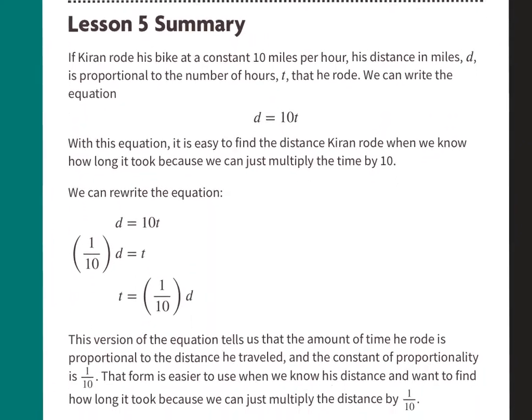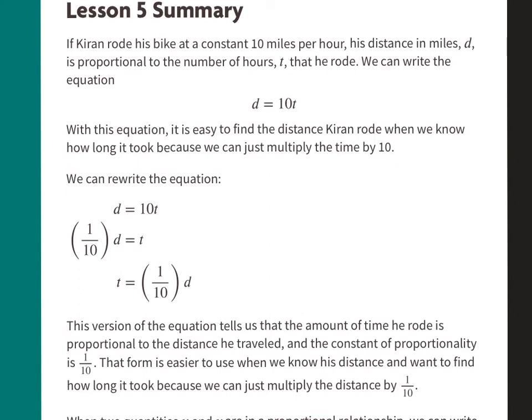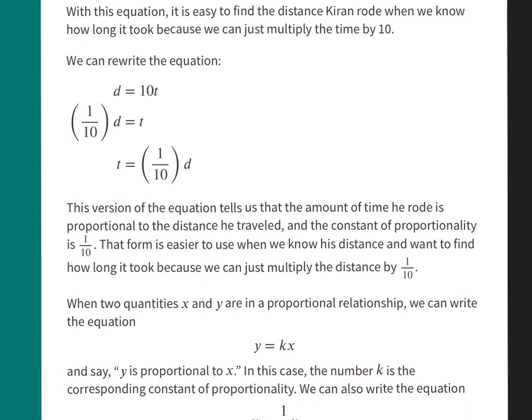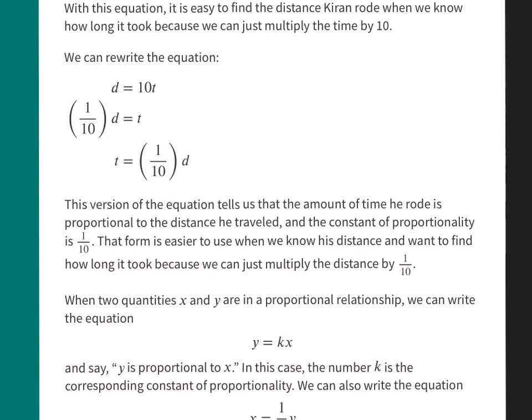If Kieran rode his bike at a constant rate of 10 miles per hour, his distance in miles D is proportional to the number of hours T that he rode. We can write this equation, D equals 10 times T. With this equation, it's easy to find the distance Kieran rode when we know how long it took because we can just multiply by 10. We can rewrite the equation, take 10 and flip it, and get 1/10. So we get 1/10 times D equals T. This version of the equation tells us that the amount of time he rode is proportional to the distance he traveled, and the constant of proportionality is 1/10. This form is easier to use when we know his distance and want to find out his time.